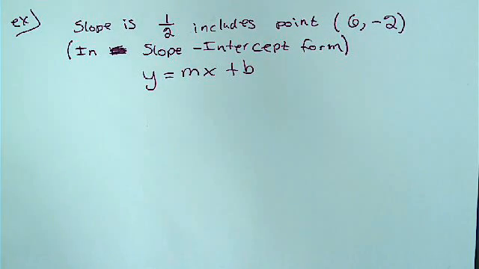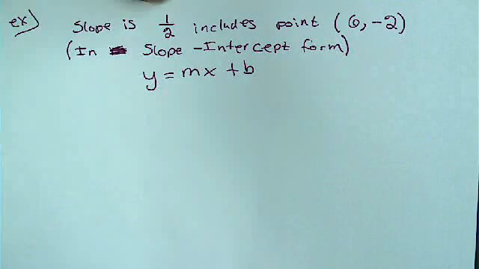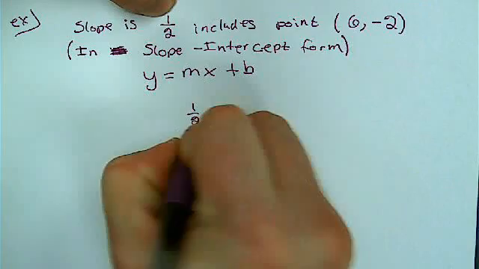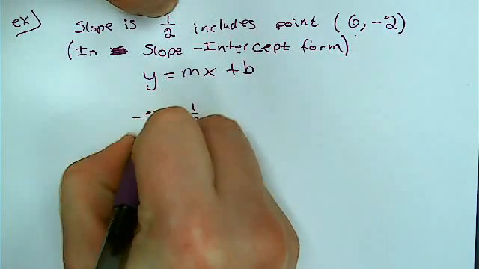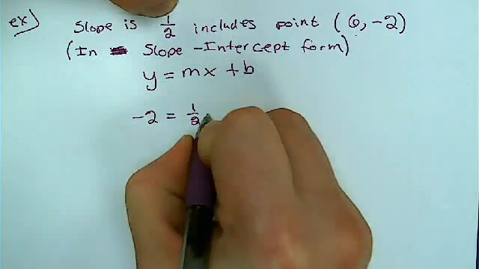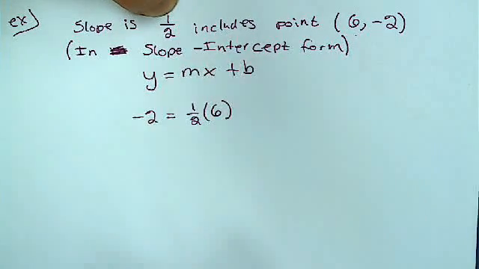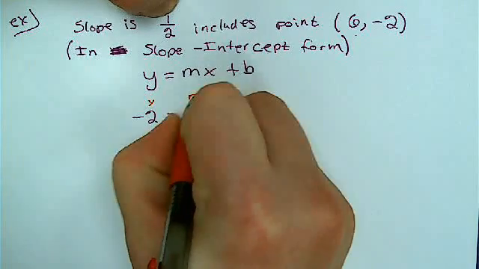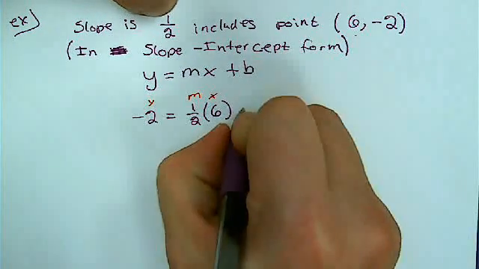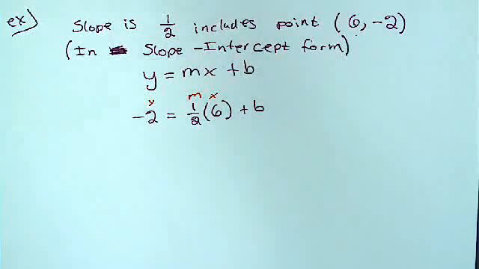I plug in what I know. I know the slope is a half. I know that there's the point (6, -2). So that means y is -2. x is 6. So this comes from my y, my x, and my m. And I don't know what b is. And we can talk about the alternative method in a second.